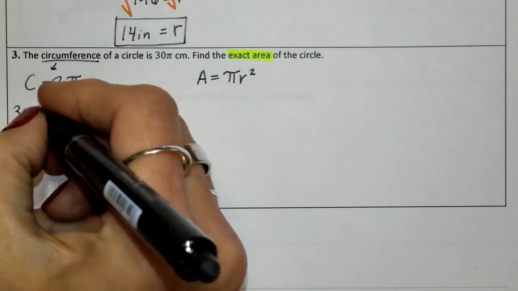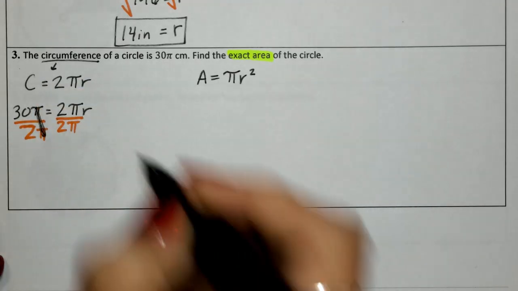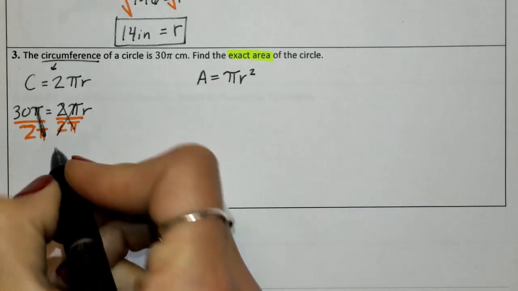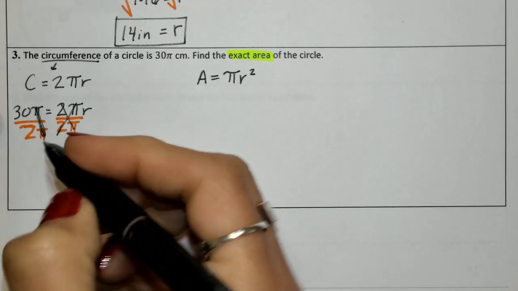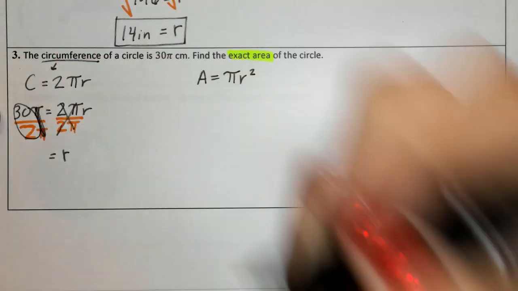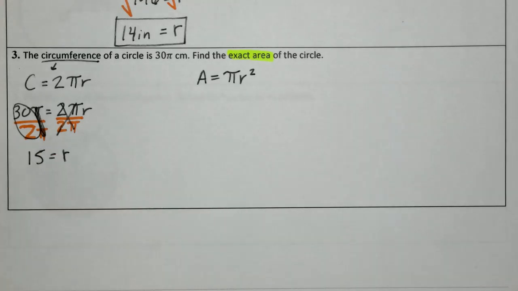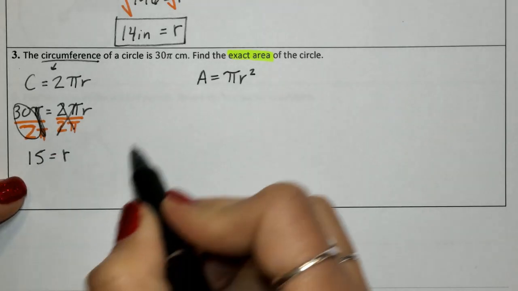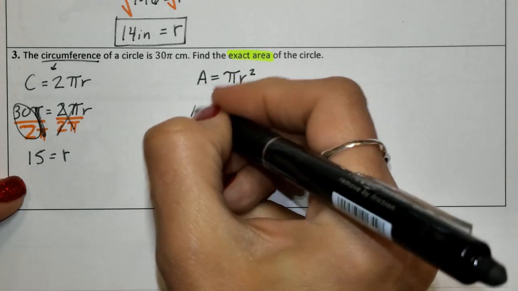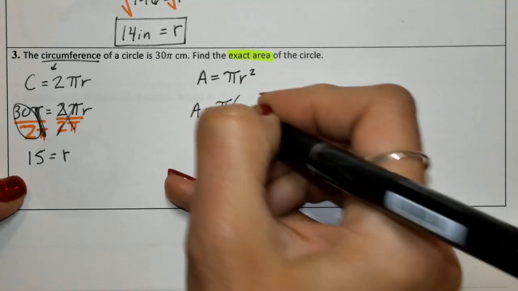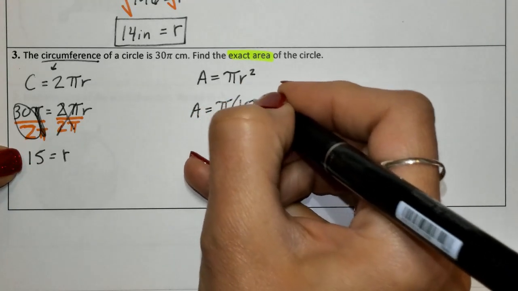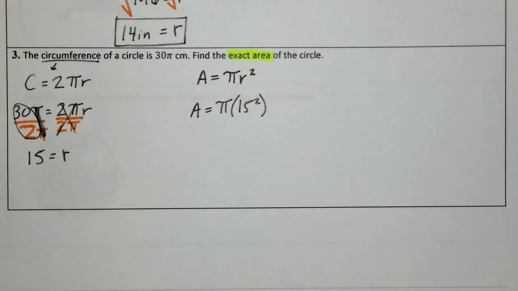The pi's cancel on the left, the 2 and the pi cancel on the right. So all we have to do is take that 30 divided by 2 to get 15. Not our answer. Now we can go plug into our formula. Your area is going to equal pi times that 15 squared. Make sure that exponent is on the inside.